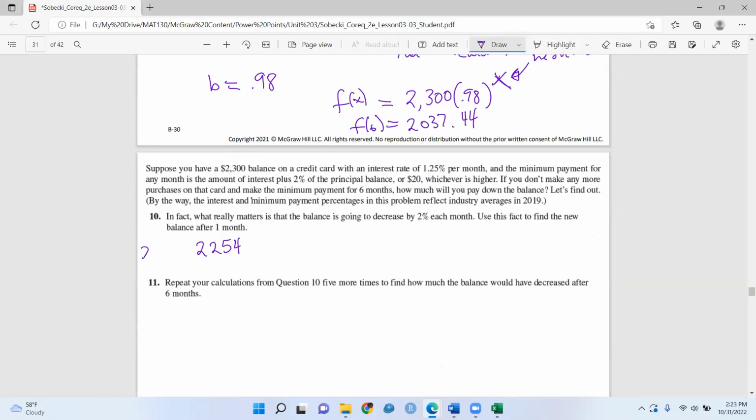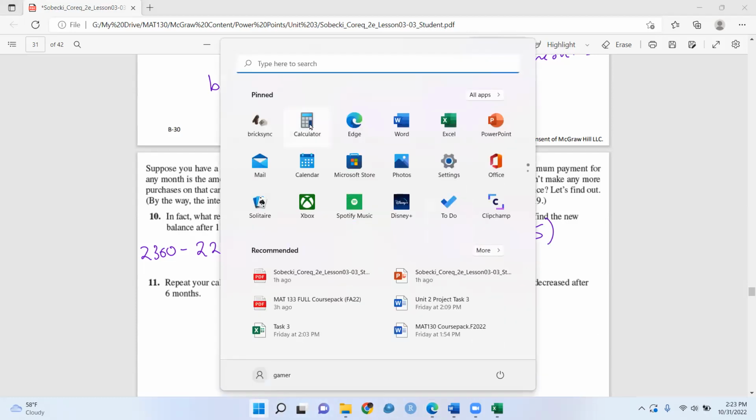Right? So if we look at how much we actually paid on the principal after the first month, that's the difference between those two. That's $46. What we could do then is think about how much we actually paid. We paid $2,300 times 0.0325, right? Because we had the 1.5% interest that we're paying, plus the 2% on the principal.